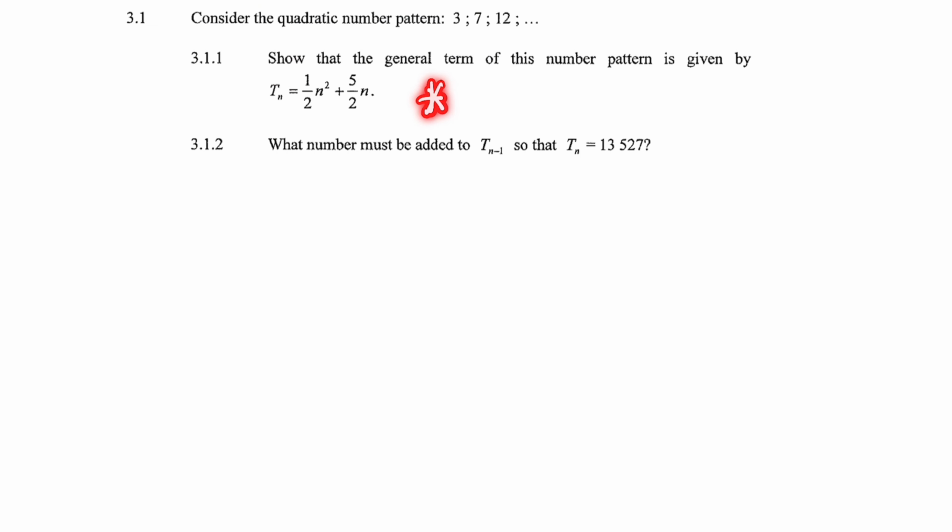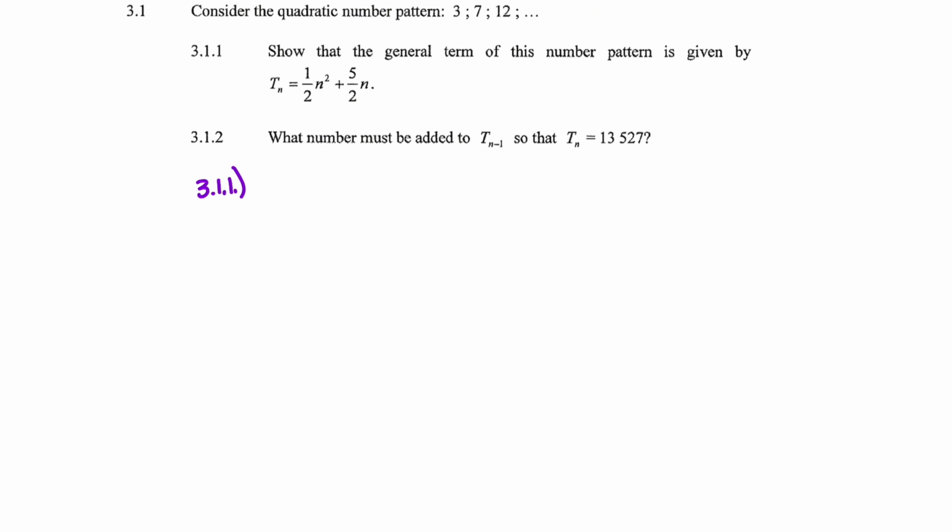You're not allowed to simply substitute n with 1 and then show that term 1 is equal to 3, or substitute n with 2 and show that term 2 is equal to 7. So for the first question, we have the pattern of 3, 7, and 12. The first differences: 3 to 7 is 4, and 7 to 12 is 5. And then the second differences, from 4 to 5, I need to add 1.